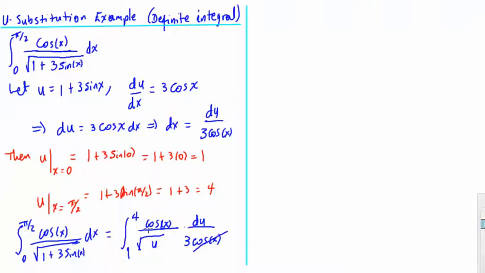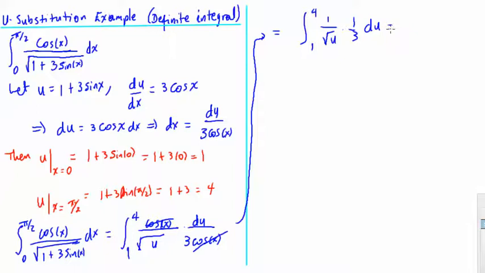Now cosine of x cancels, and that leaves me with 1/3. So that equals the integral from 1 to 4 of 1 over square root of u times 1/3 du, which is really 1/3 of the integral from 1 to 4 of 1 over square root of u du. This is supposed to look like a 4. Let me fix that. So from 1 to 4.